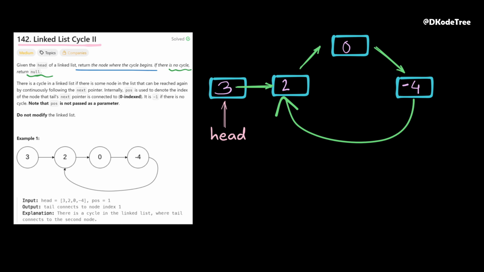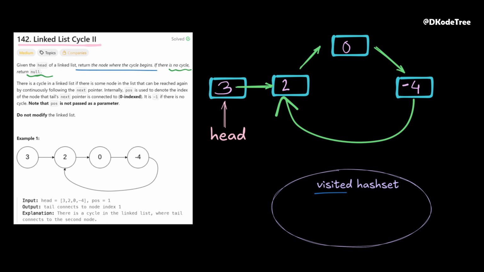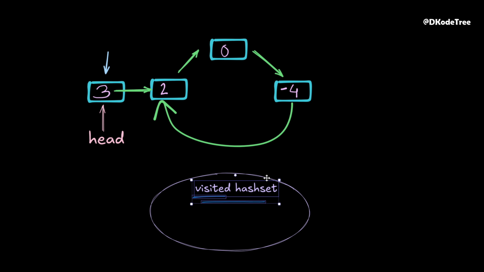The easiest way to solve this problem is to traverse through each node in the linked list one by one while keeping track of the already seen nodes in a hash set. Initially we have an empty hash set and we start traversing our linked list from the first node 3, and we can see that our hash set is empty, so obviously we have not seen 3. So we'll go ahead and add the node 3 to our hash set.